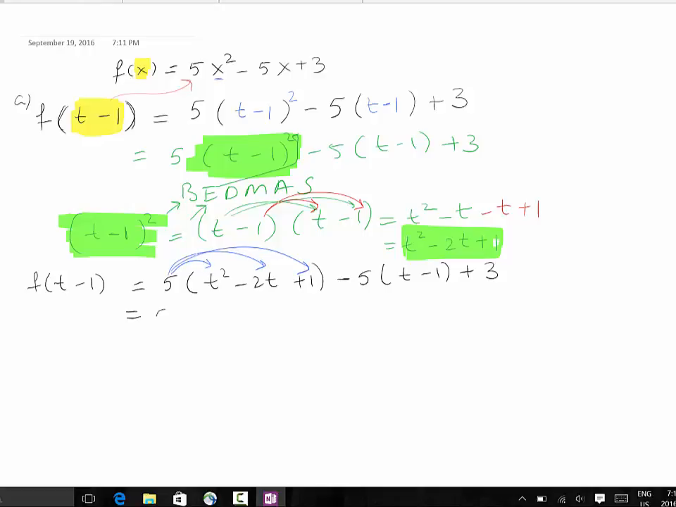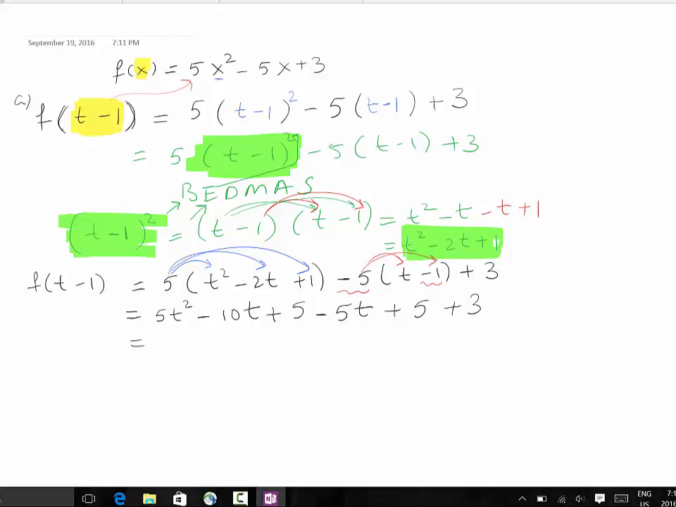So we get 5 times t squared is 5t squared, 5 times negative 2t is negative 10t, 5 times positive 1 is positive 5. In the next set we have a negative 5 outside, so negative 5 times positive t gives you minus 5t. Again, negative 5 times negative 1, negative negative becomes positive, so it gives me a plus 5 plus 3. And the next step is just to collect like terms.